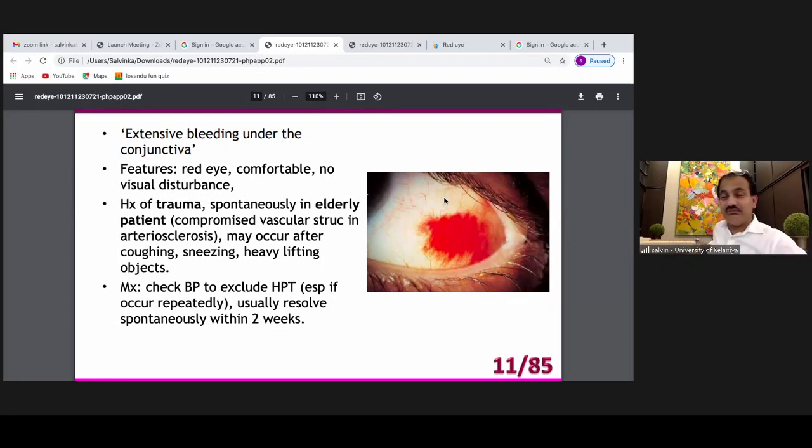I have seen maybe only one or two such patients in more than 20 years of ophthalmology practice, so it is very unlikely. So how will you manage this patient?